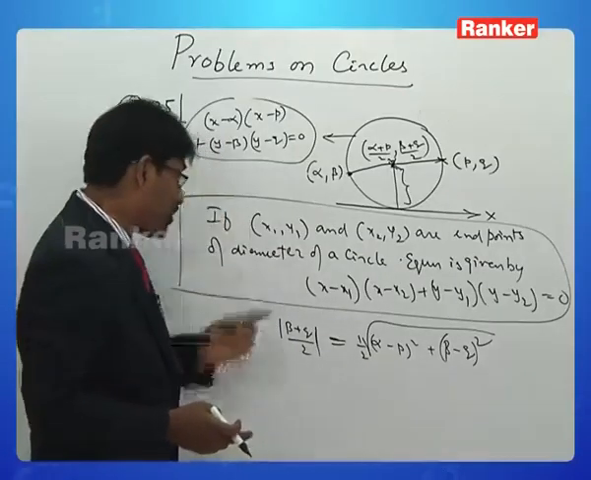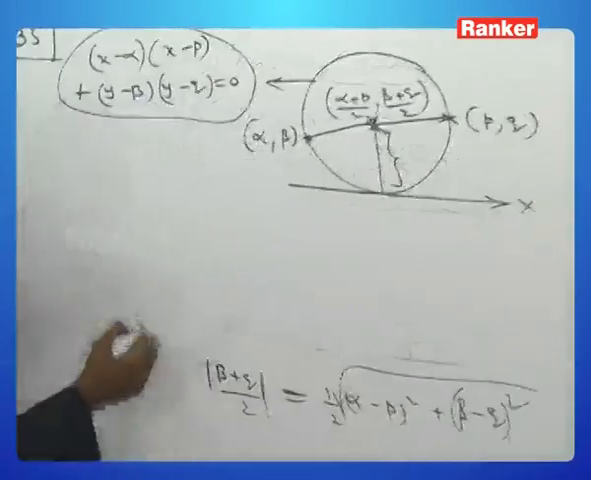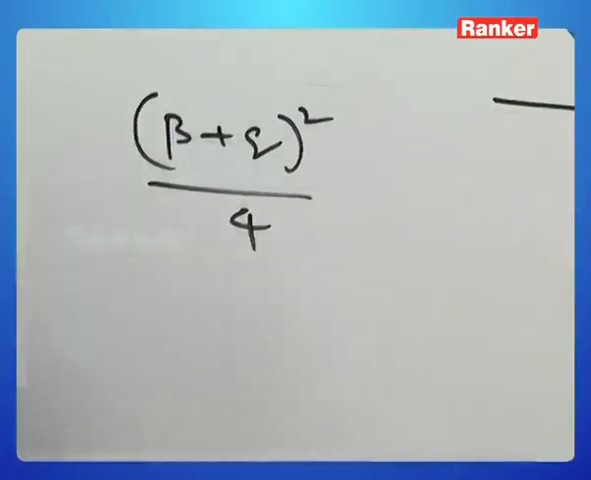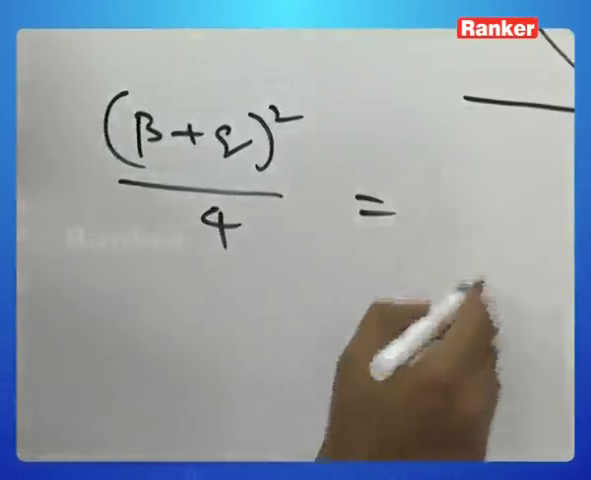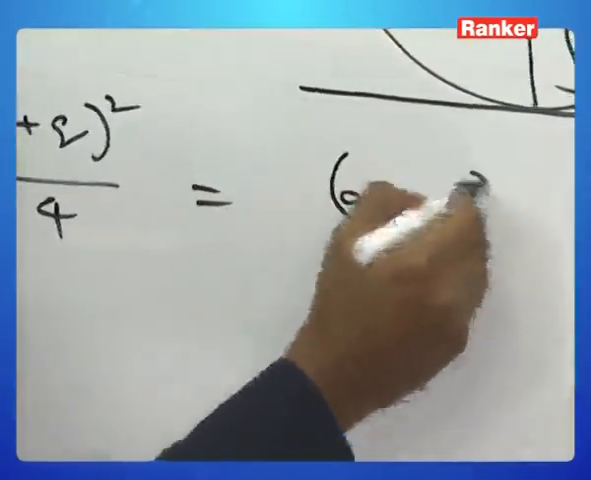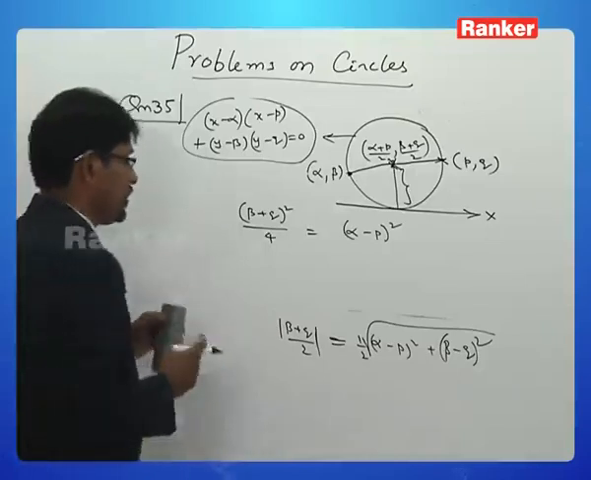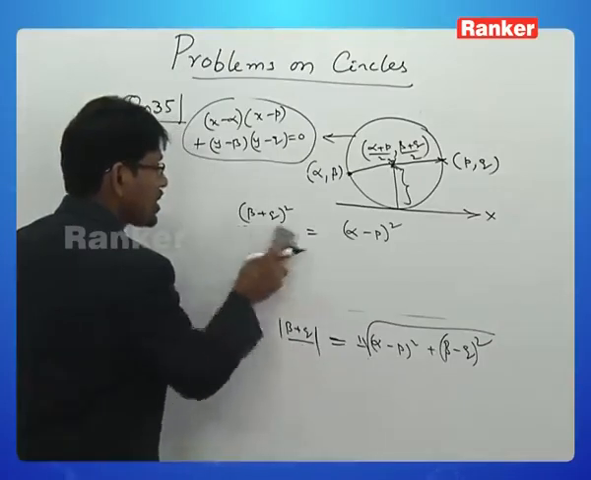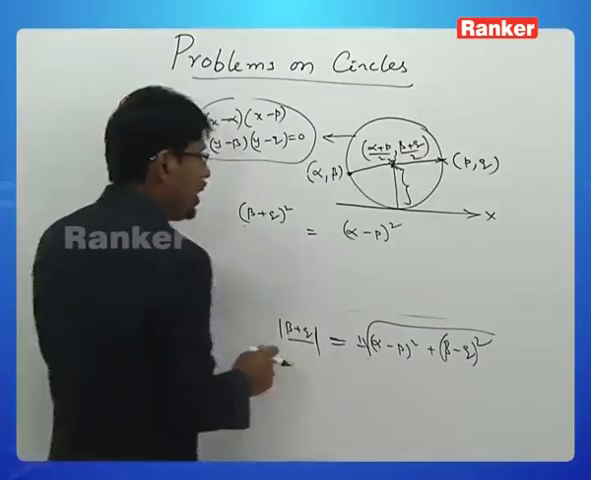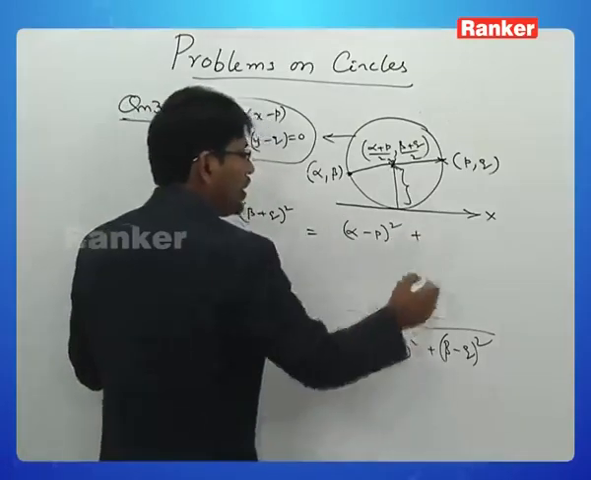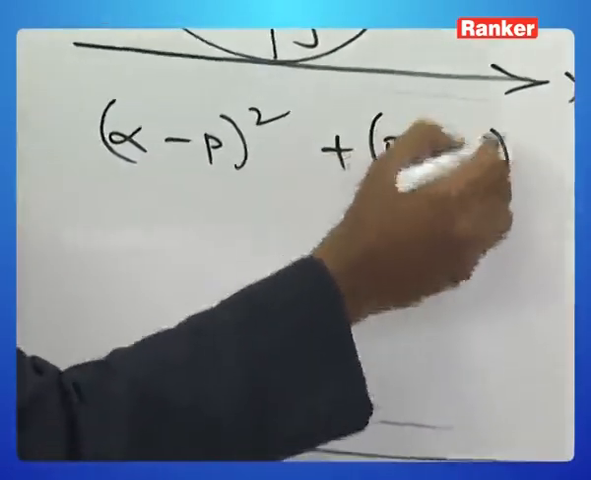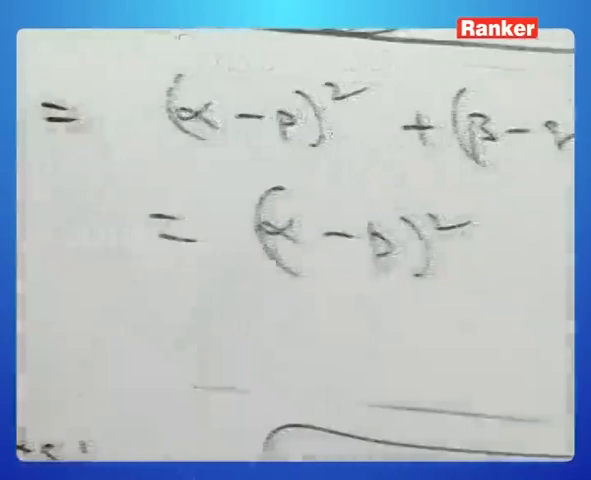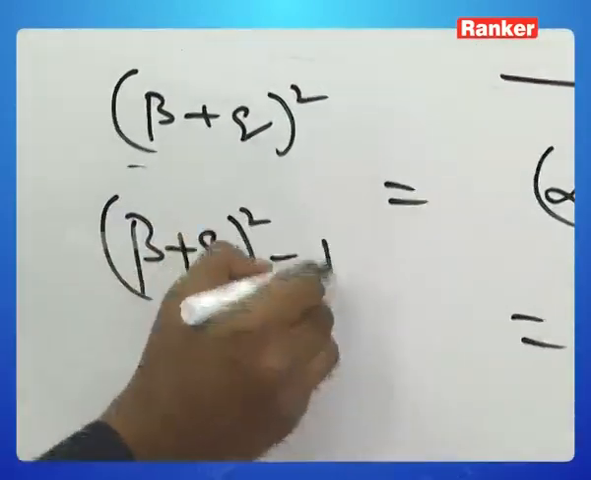Now what we can do is, we'll square both sides. What do we get? Beta plus q whole square by 4 is equal to alpha minus p whole square, and in fact this 2 can be cancelled first and we'll just square both sides here. Beta plus q whole square is equal to alpha minus p whole square plus beta minus q whole square. So from here clearly alpha minus p whole square is equal to beta plus q whole square minus beta minus q whole square.